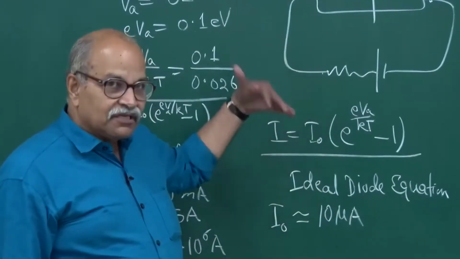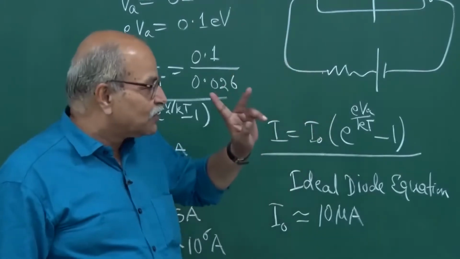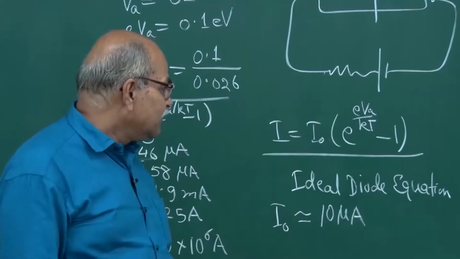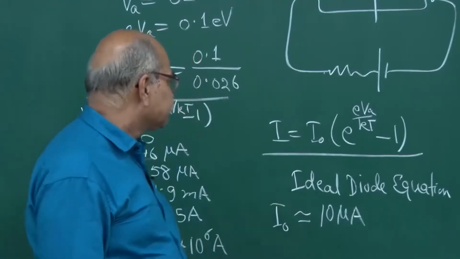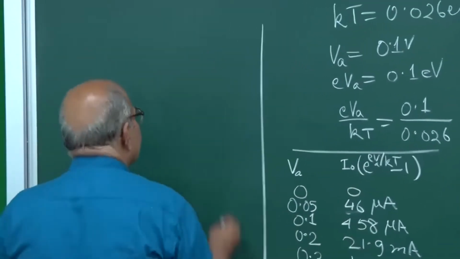So this is about forward biasing. Okay, there is one more thing that I should tell: if you have forward biasing, then what happens to the width of the depletion layer?